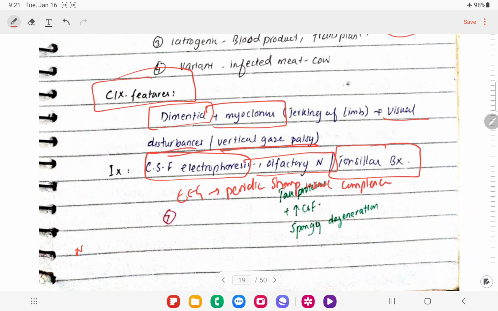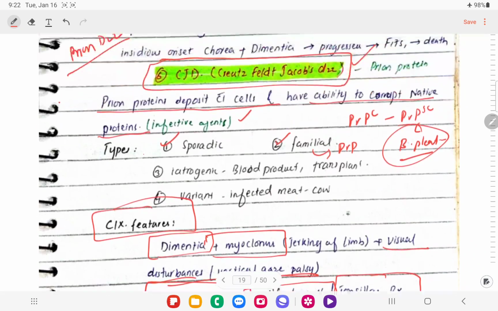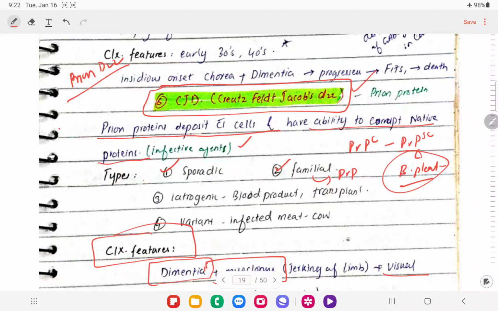right? We have another type of complex that is called PLED, periodic lateralized epileptiform discharges, that we are going to see in patients with herpes encephalitis, right? And that is going to affect the temporal lobe. We don't have any treatment for this disease. So that's all for CJD, right?